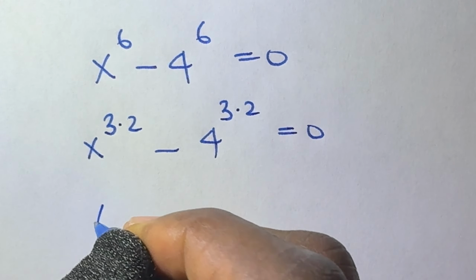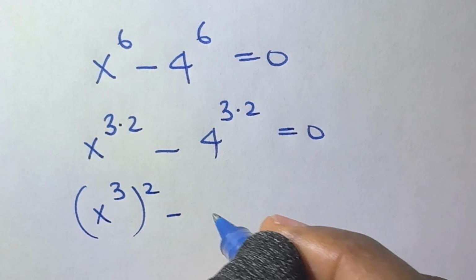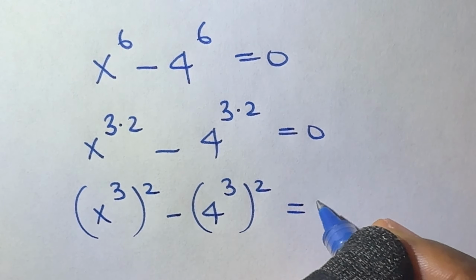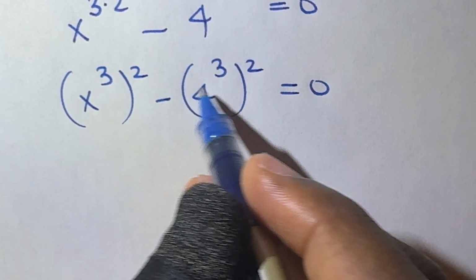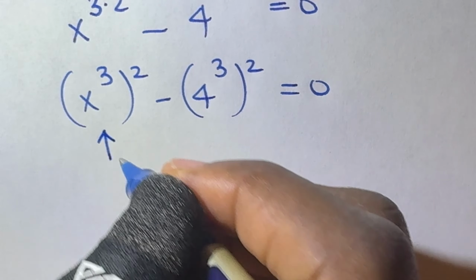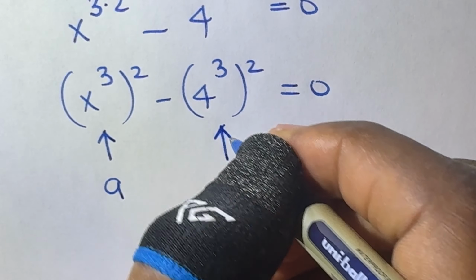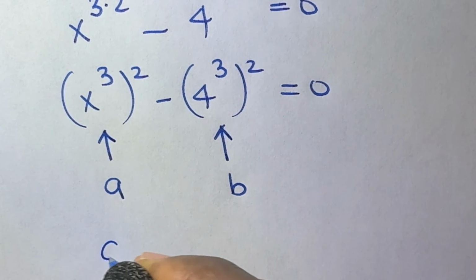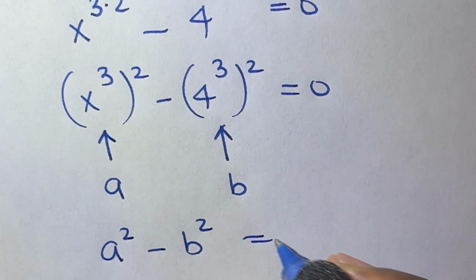I can also write this as x raised to power 3 raised to power 2 minus 4 raised to power 3 raised to power 2 is equal to 0. This is difference of two squares. To make things easier to see, I'll represent this with a variable, say a, and then represent this with a variable as well, say b. So this simply means that the equation is a squared minus b squared is equal to 0.